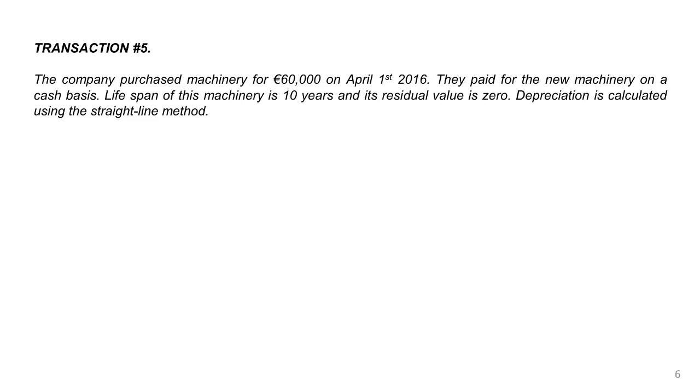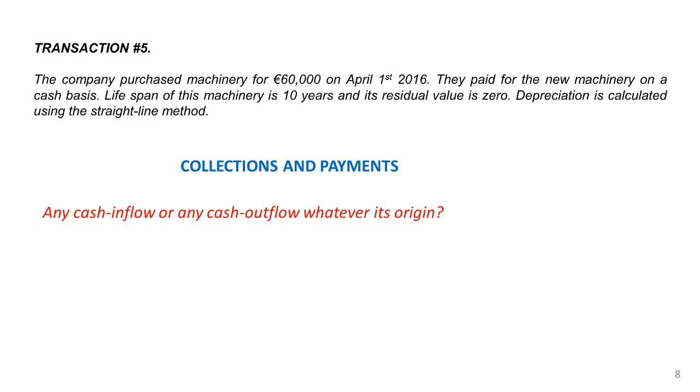As mentioned above, the transaction that we are analyzing throughout this unit refers to the purchase of machinery on April 1st, 2016. Firstly, as we did before, we identify the possible collections and payments that could have taken place in 2016 due to the purchase of that machine. In other words, we will determine the possible cash inflows or cash outflows related to this transaction in 2016.